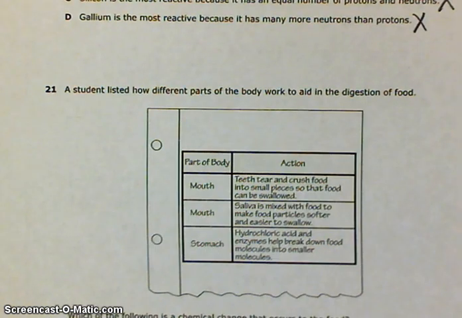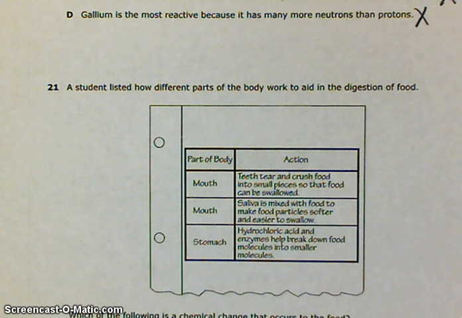Tell you what, just to prove that you're listening, go back and put halogens are column 17 and are very reactive.